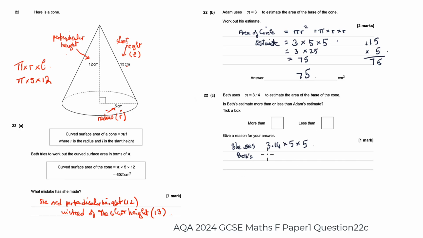Beth's estimate for pi, that's 3.14, is larger than Adam's. So therefore Beth's estimate will be larger than Adam's estimate. So we're going to have the more than box ticked for that one. There we go.